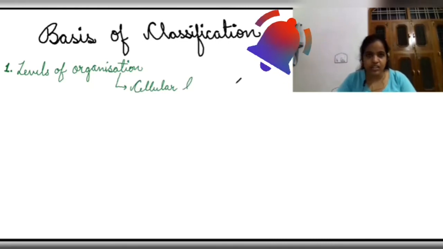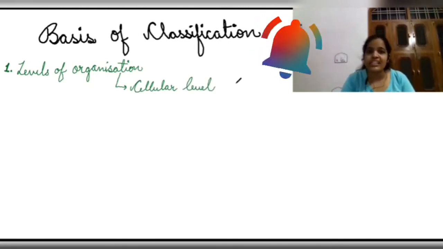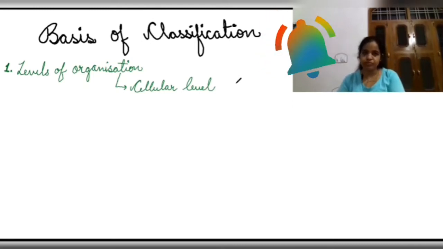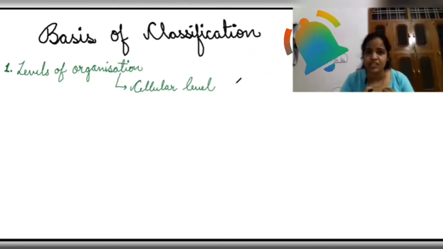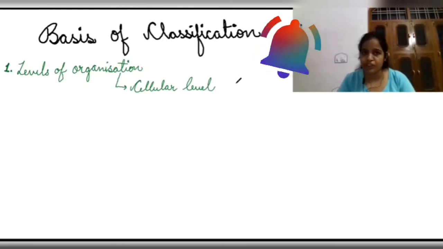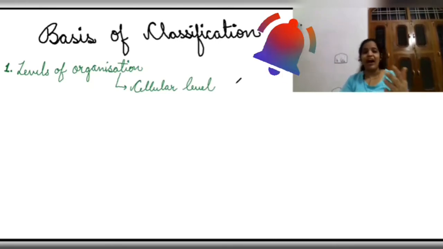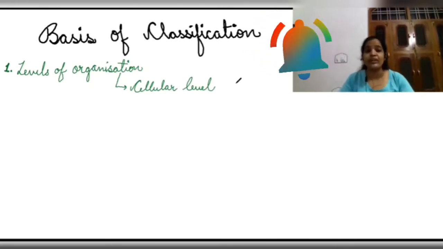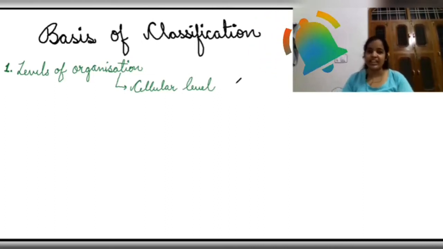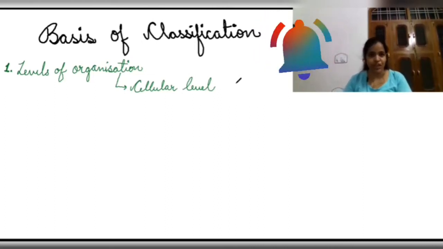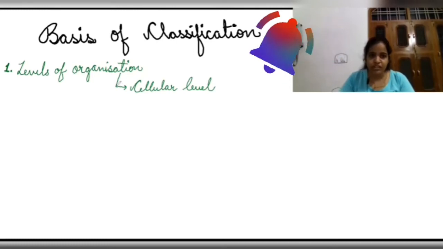where the organism will be made up of more than one cell, but those cells will not form the tissue. Those cells will together be present, but they are not forming the tissue. This is known as cellular level. We'll see the examples also, that means the phyla which have the cellular level, when we see the line diagram of this complete classification. Next group is tissue level, organ level or organ system level.